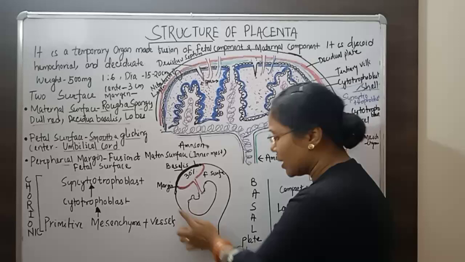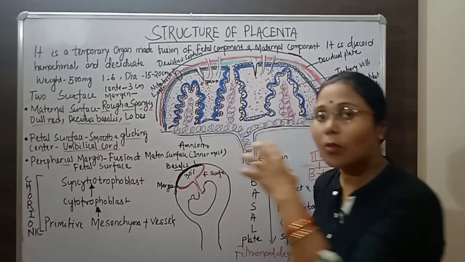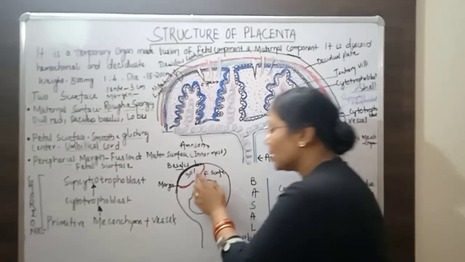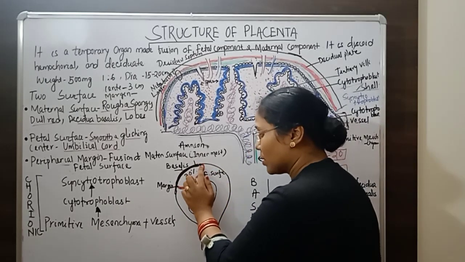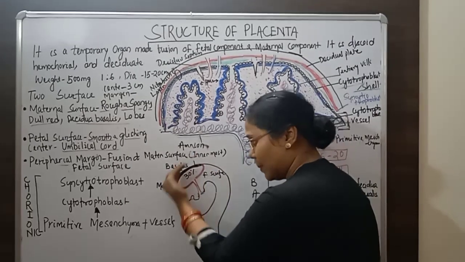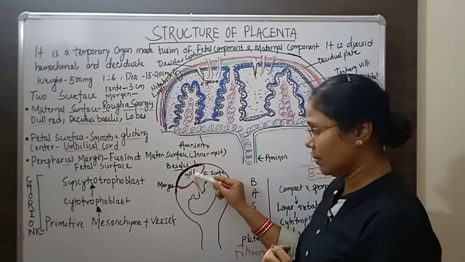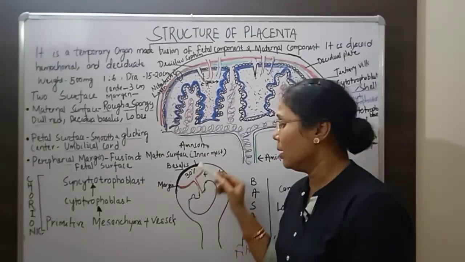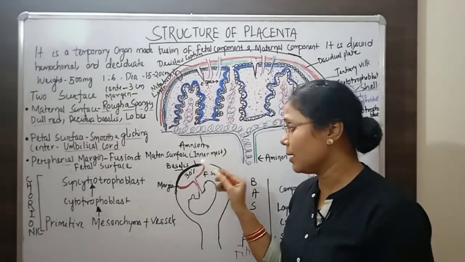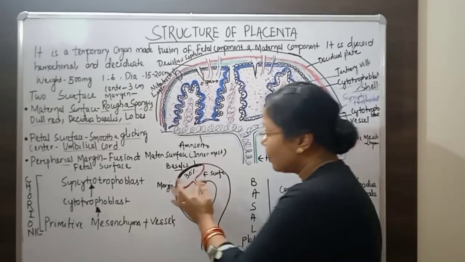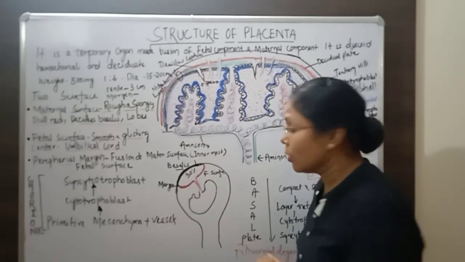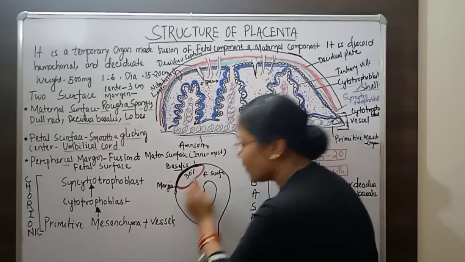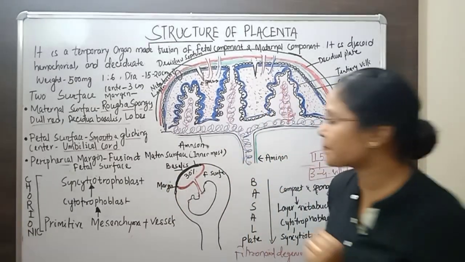So this is the uterine wall. The placenta occupies about 30% of the uterine cavity, and this is the uterus. Normally the placenta is present on the upper part of the uterus. The part attached to the maternal side is called the maternal surface, and the part facing the fetus is called the fetal surface. In between the maternal surface and the fetal surface there is the margin.